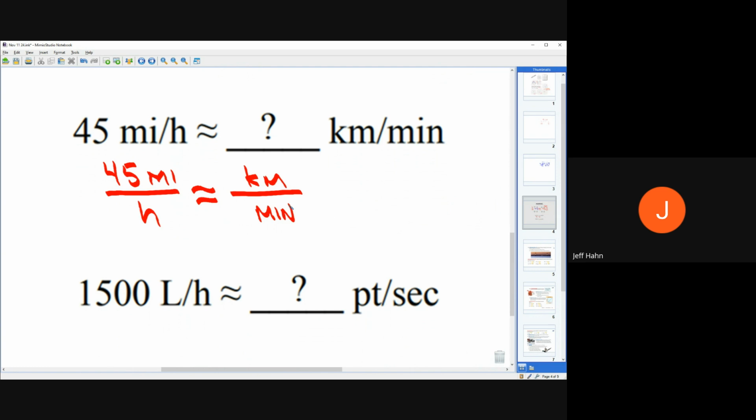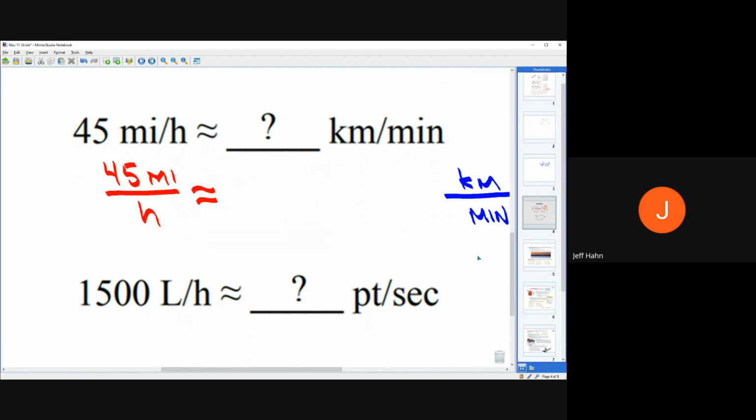Here is what the deal is. If you have to change both labels, you are going to have to use 2 of those conversion factors, one to change each label. And it doesn't matter which one you pick. I'm going to pick miles first. I want to change miles into what? Kilometers, right? That was what I was looking for.